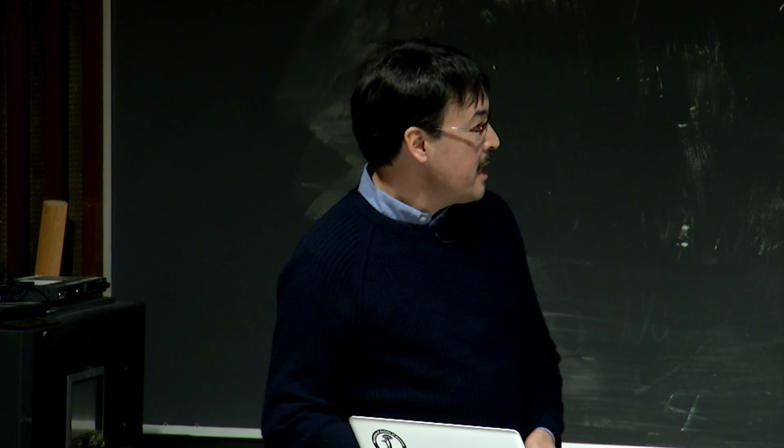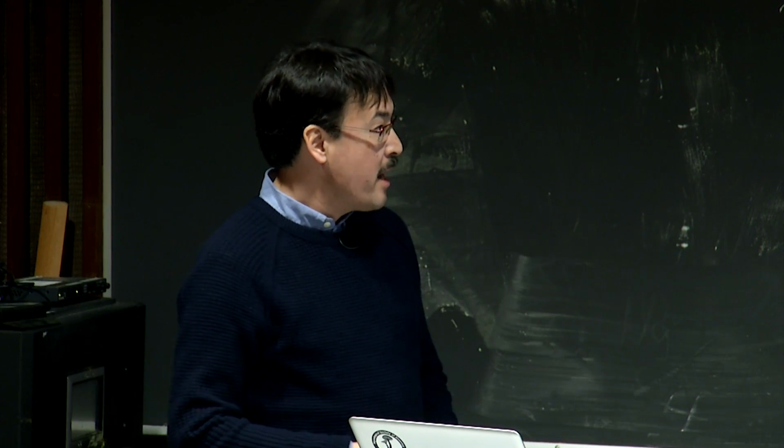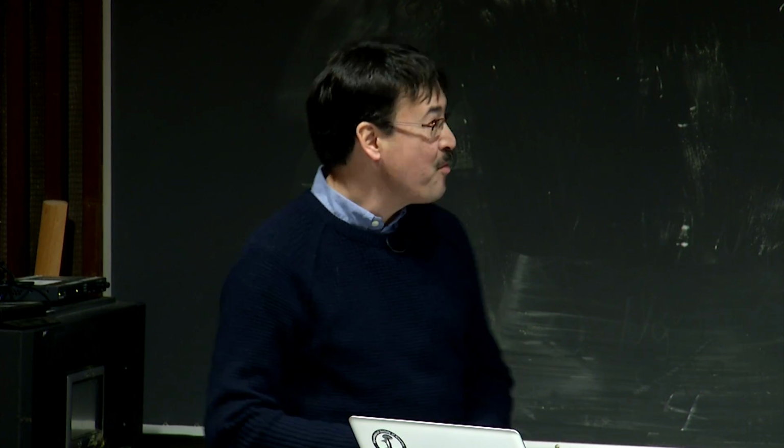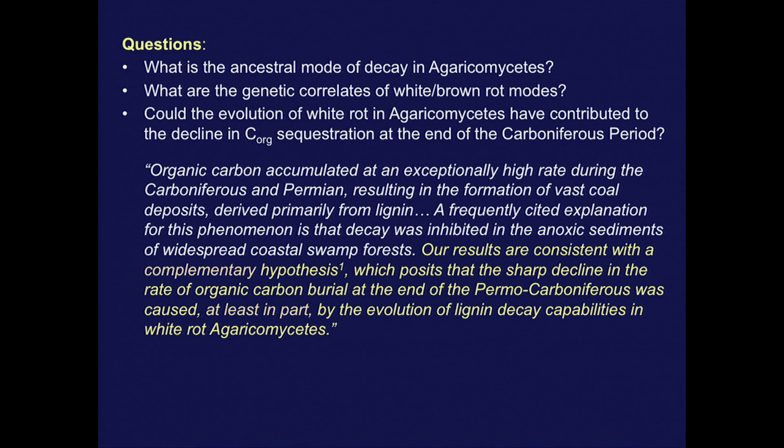And so in the end of our paper, we wrote this rather tortured sentence or paragraph. We were trying to be very careful. And we noted that carbon sequestration crashed at the end of the Permo-Carboniferous, and that frequently abiotic factors are cited as the cause of this. But we said our results are consistent with a complementary hypothesis, complementary, right? Which posits that the sharp decline, blah, blah, blah, was caused at least in part by the evolution of lignin decay capabilities.